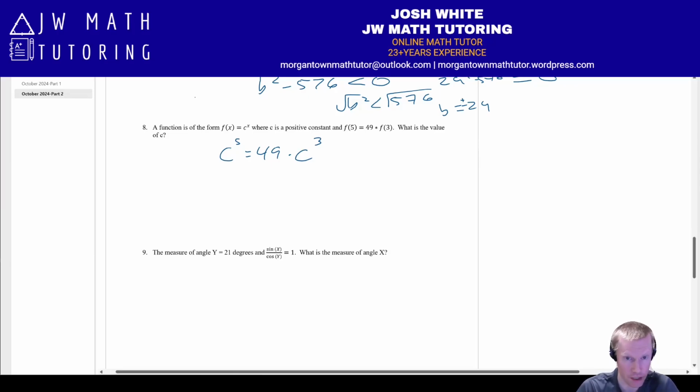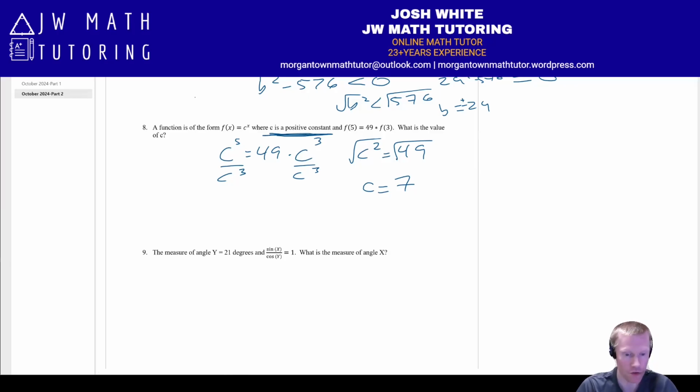Since we know c is a positive constant, we can technically divide by it since we know it's not equal to 0. Therefore, c squared is equal to 49. Now, technically you would square root both sides and you would do plus minus, but it can only be the positive 7 because it's not going to be negative 7, since c is a positive constant. So therefore, the value of c is 7. So this is one way to find it.